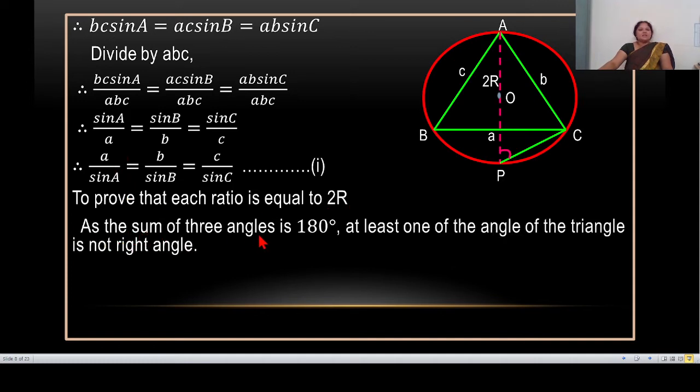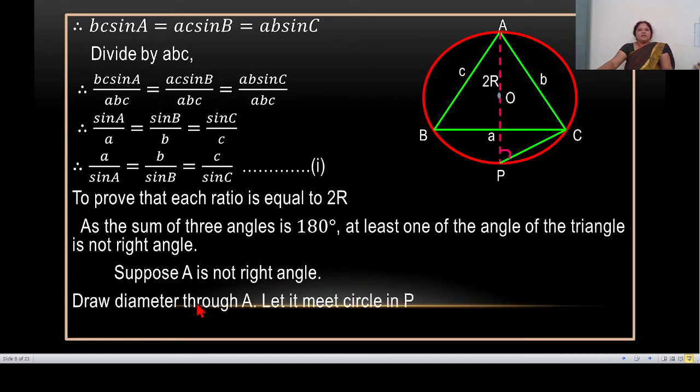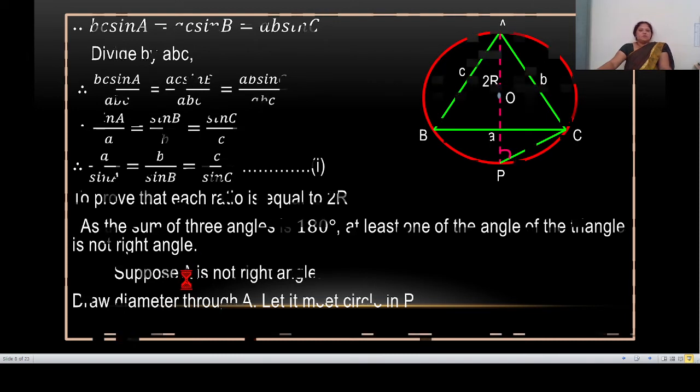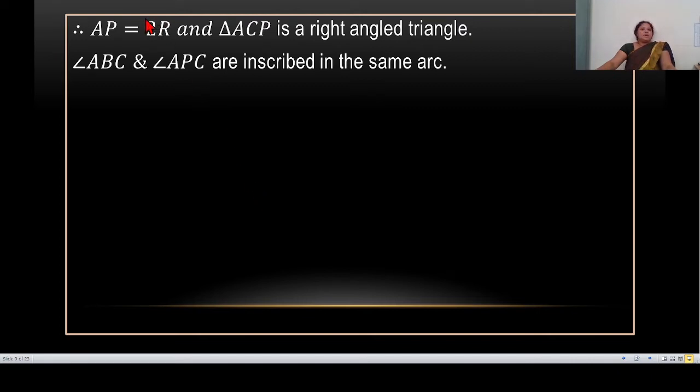As the sum of three angles is 180 degrees, at least one of the angles of the triangle is not a right angle. Suppose A is not a right angle. Draw a diameter through A. Let it meet the circle at point P. AP equal to 2R and triangle ACP is a right angle triangle.